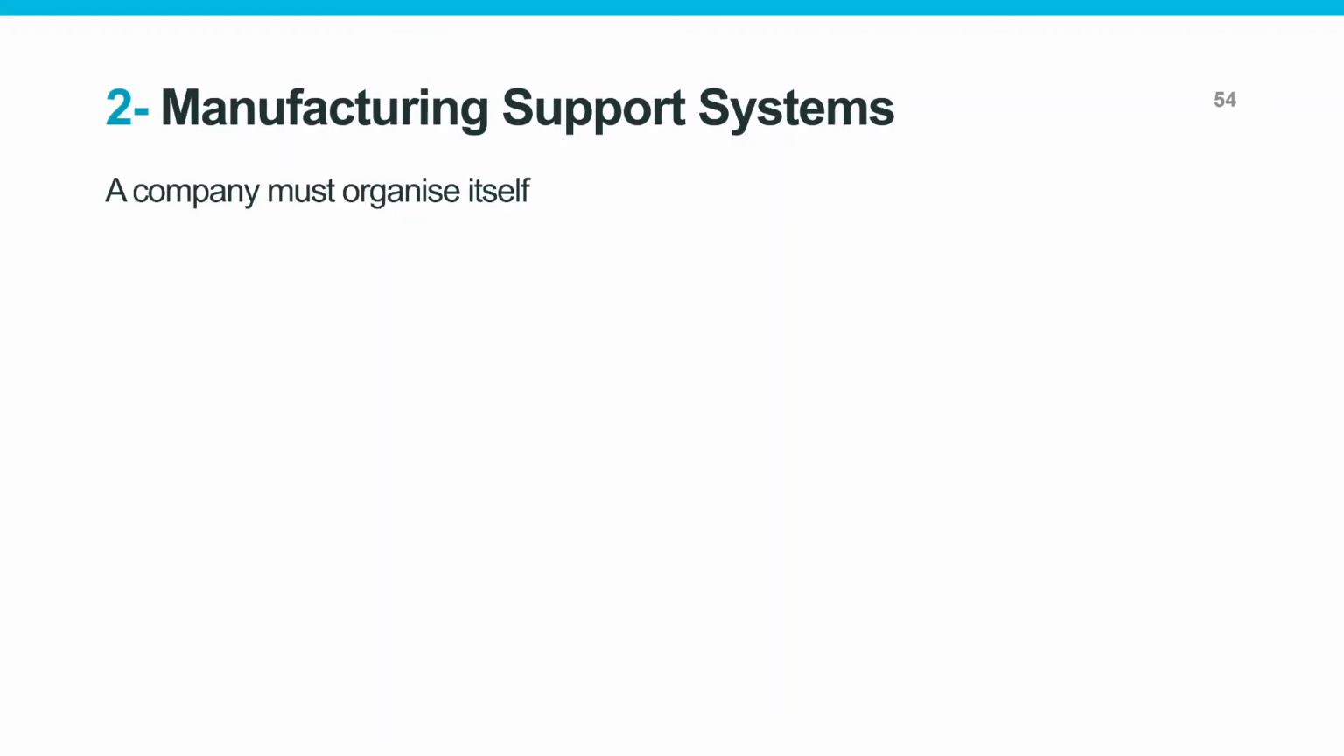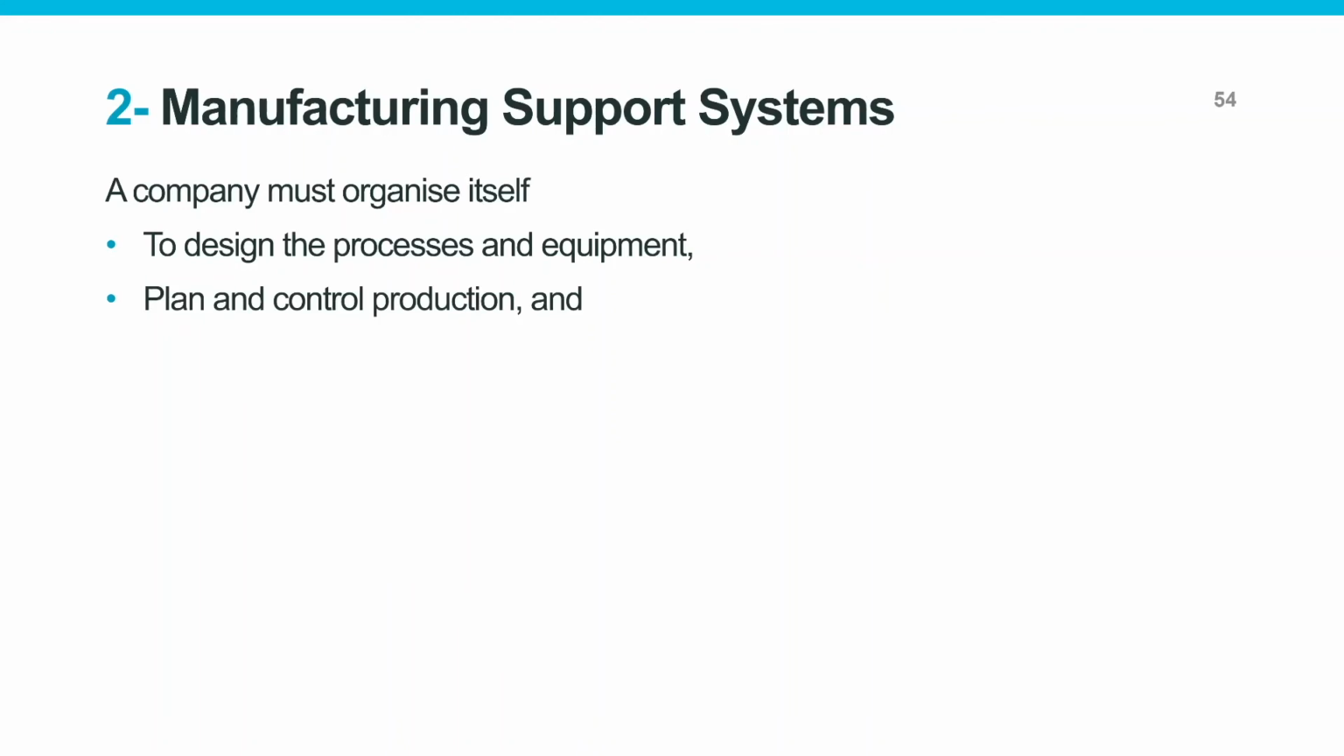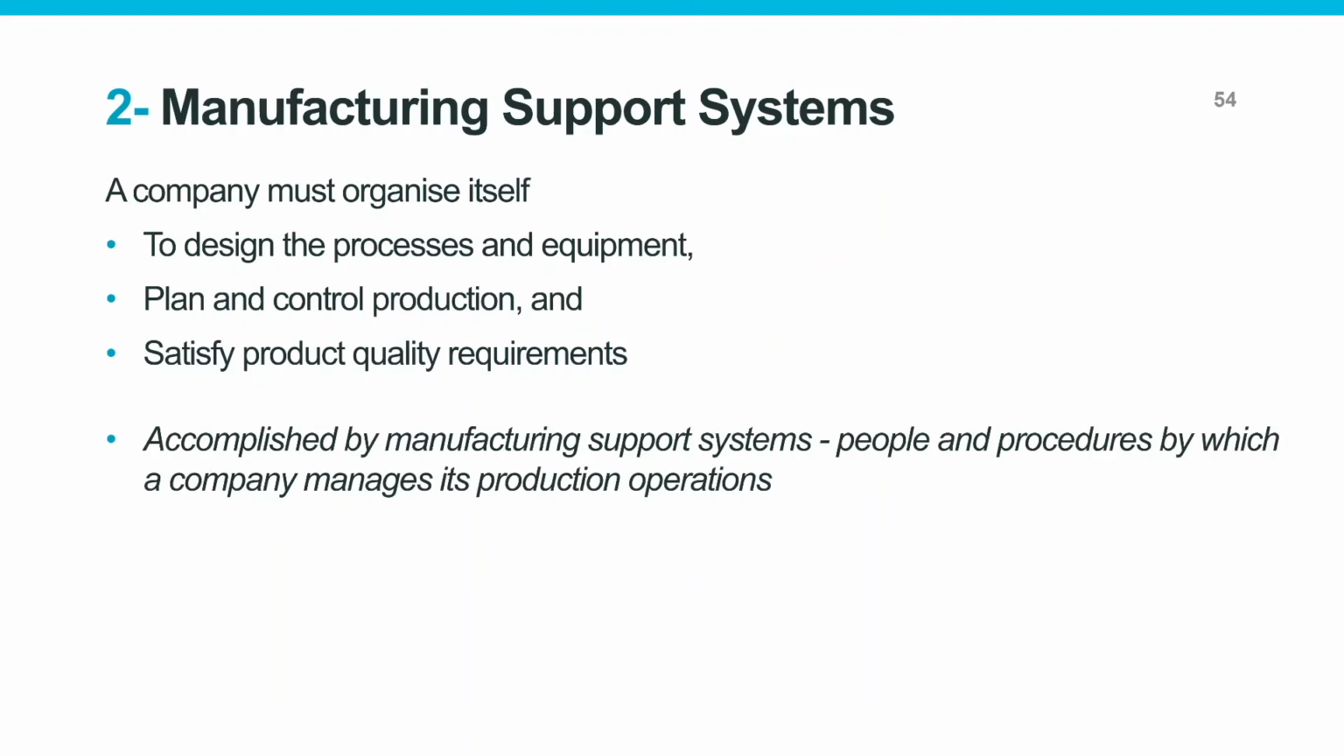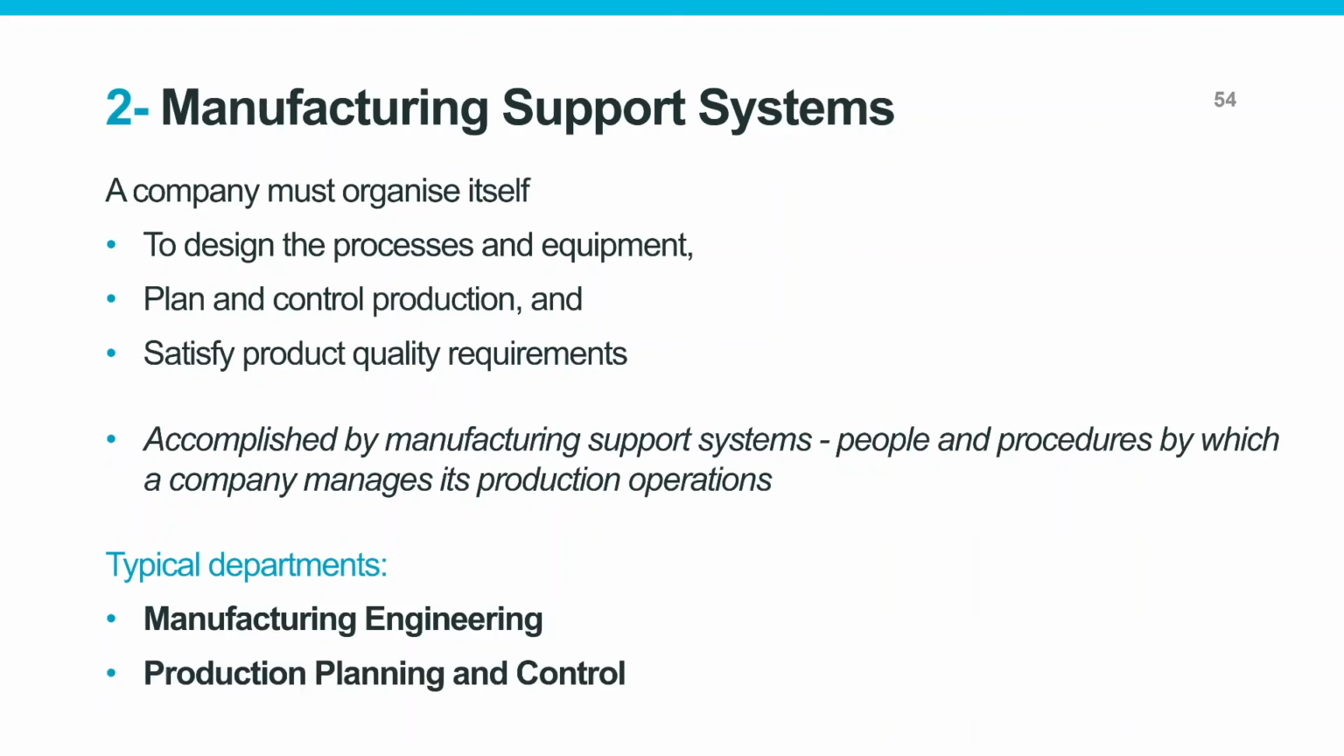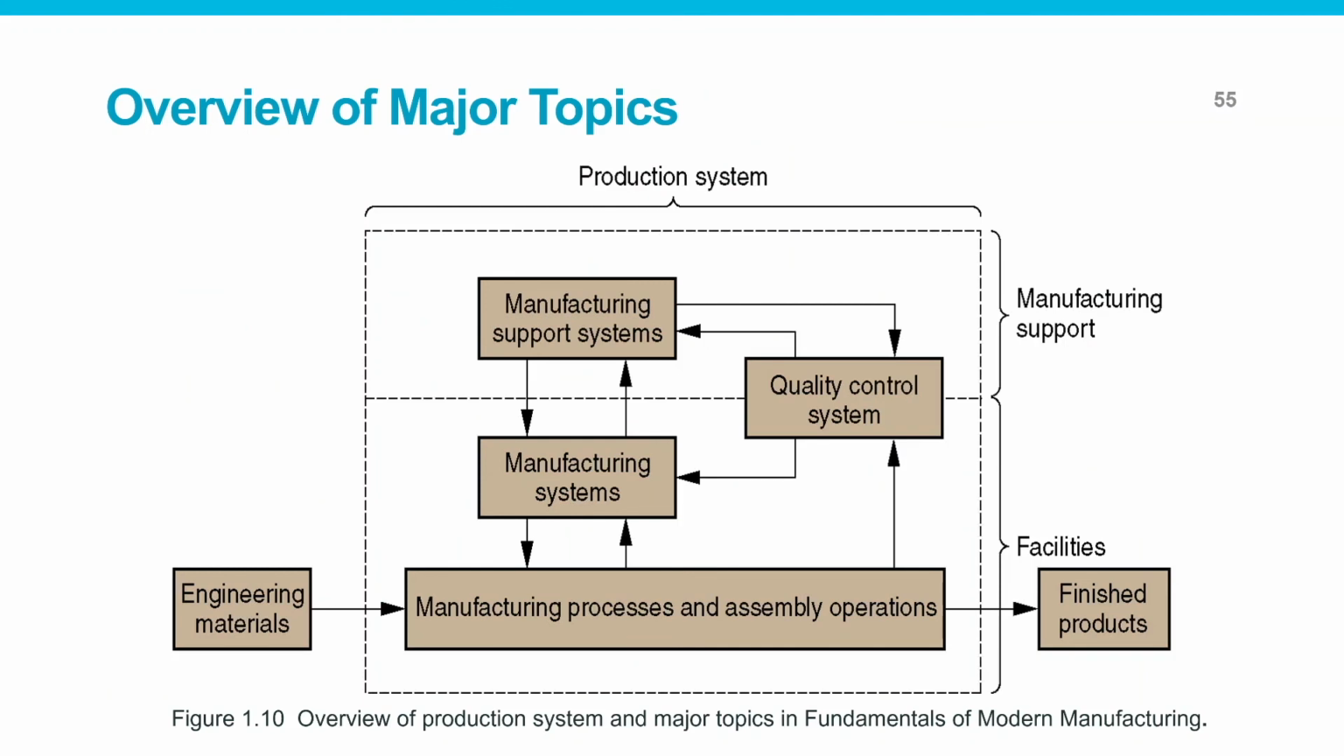A company must organize itself to design the process and equipment, to plan and control production, and to satisfy the product quality requirements. All of these are accomplished by the manufacturing support system, which includes the people and procedures with which a company manages its production operation. To have the manufacturing support systems, we need different departments, such as manufacturing engineering, production planning and control, and quality control.